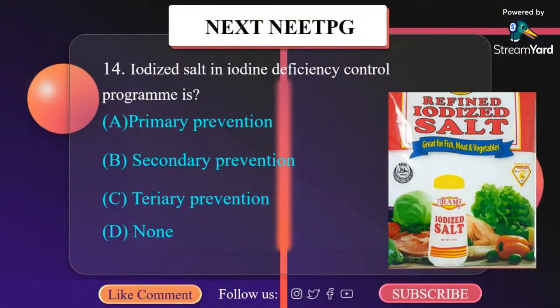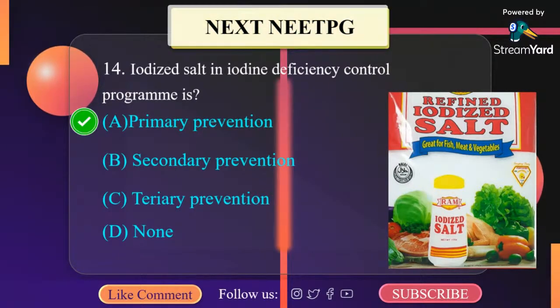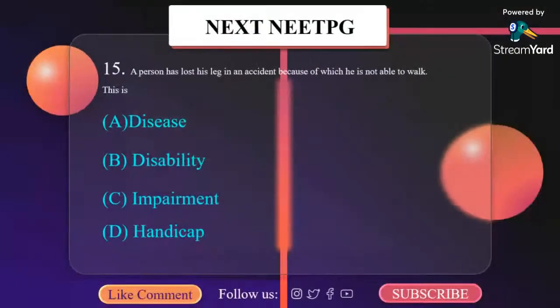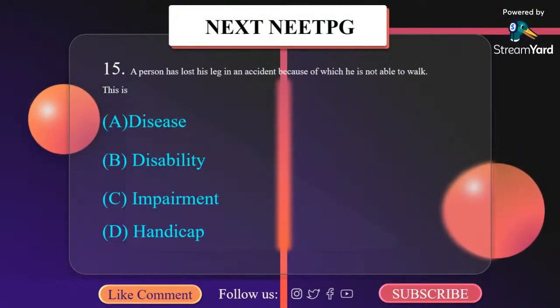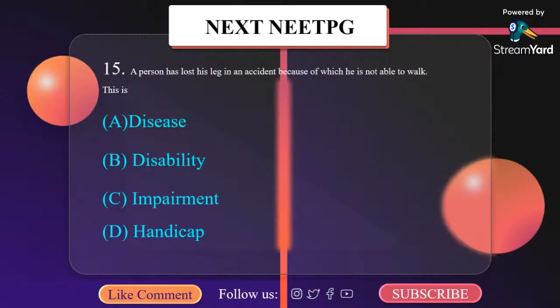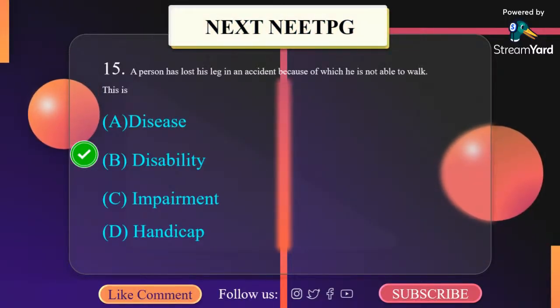Iodized salt and iodine deficiency control program is A. Primary prevention, B. Secondary prevention, C. Tertiary prevention, D. None of them. It is primary prevention. A person has lost his leg in an accident because of which he is not able to walk. This is A. Disease, B. Disability, C. Impairment, D. Handicap. It is disability.